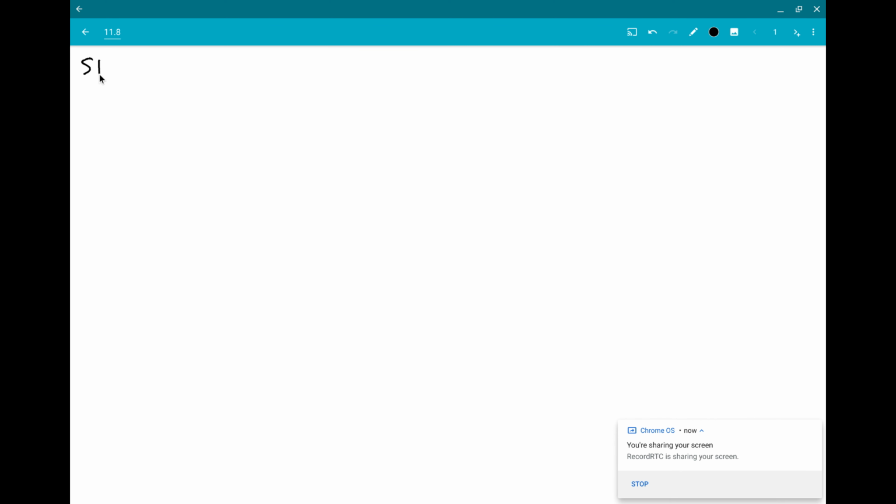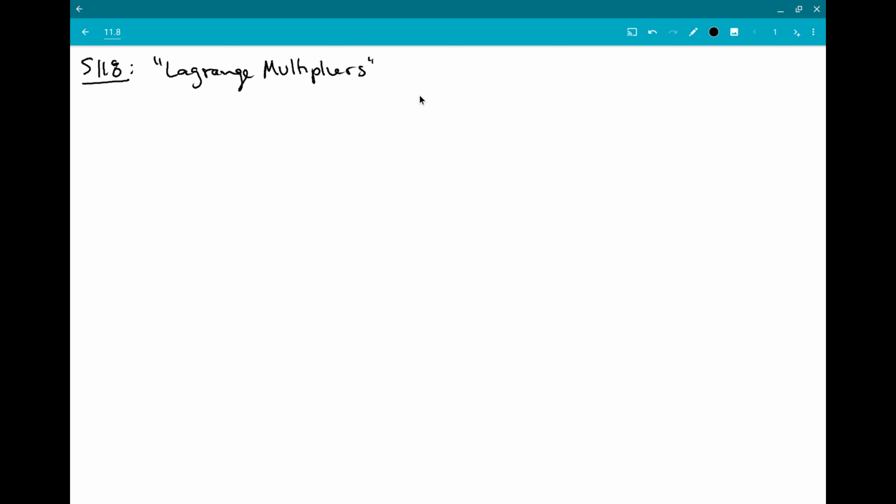Section 11.8 is called Lagrange multipliers. But what it's actually teaching us about is constrained optimization. And this is actually a very cool section and the foundation for a lot of real world mathematics.